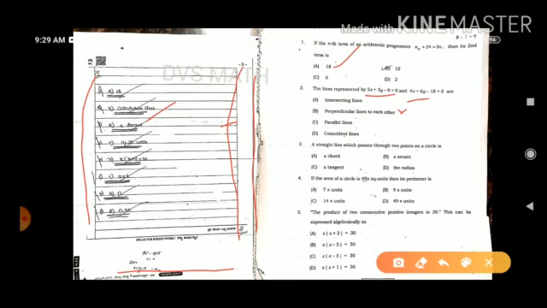Touches 2 points, so it is a secant. It touches a single point, it is a tangent. Clear? Next again, fourth question. Third question is related to circles.